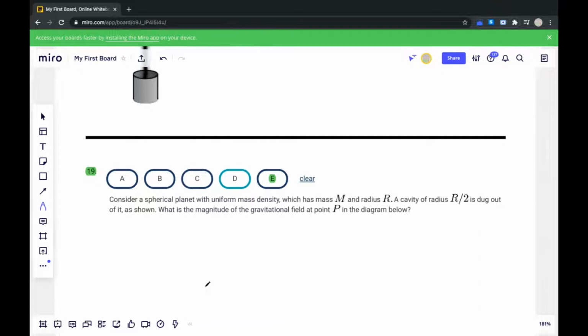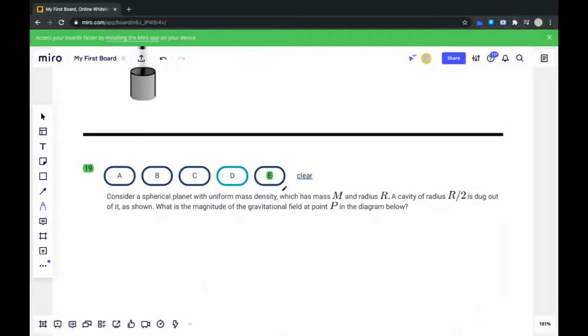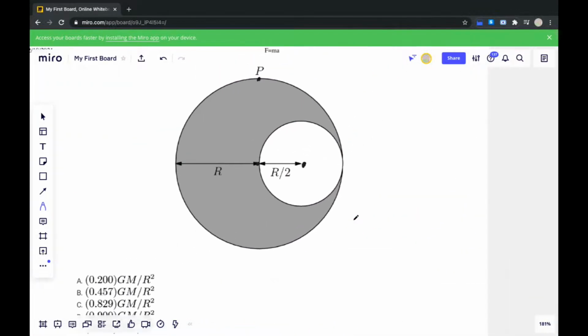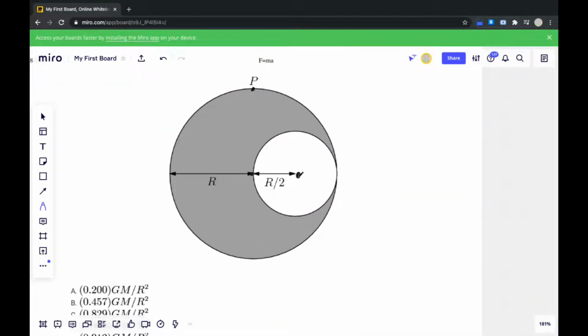Problem 19, we have a spherical planet with uniform mass density with mass m and radius r. A cavity of radius r/2 is dug out, and we want to find the gravitational field at point P. This is the diagram right here. So we have the center of the cavity here, point P here, and the center of the whole planet right here.